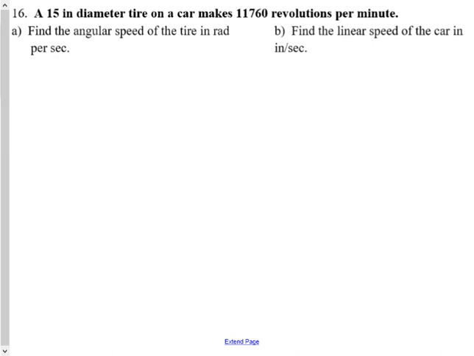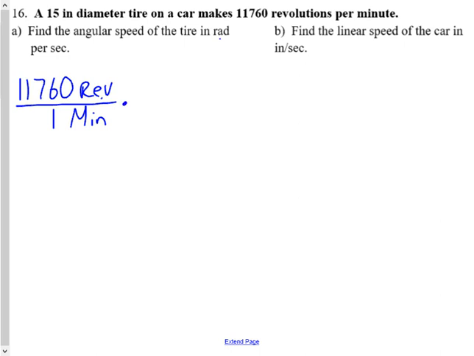A 15-inch diameter tire on a car makes 11,760 revolutions per minute. The first question is: find the angular speed of the tire in radians per second. The way I like to go about this question is to take the 11,760 revolutions per minute and treat it like a conversion table, like we've maybe done in science back in the day, where we're trying to convert revolutions into radians.